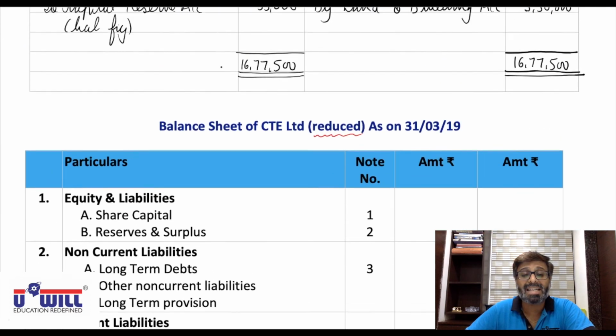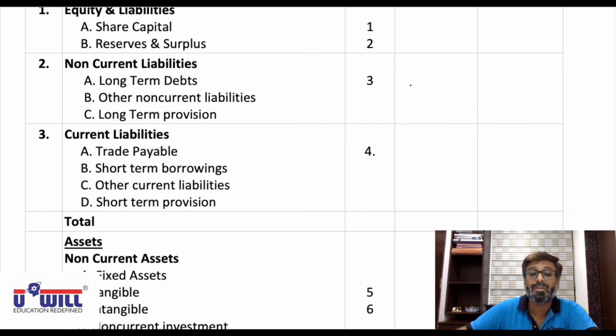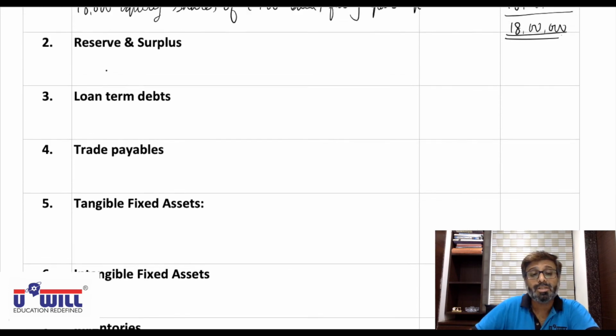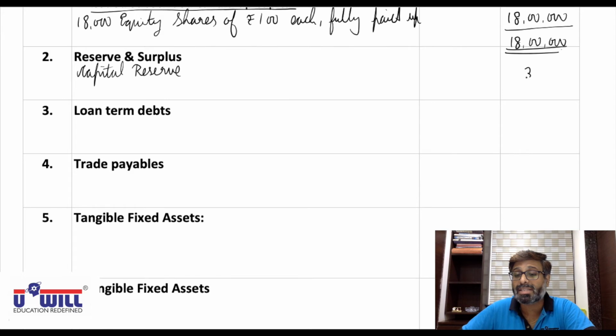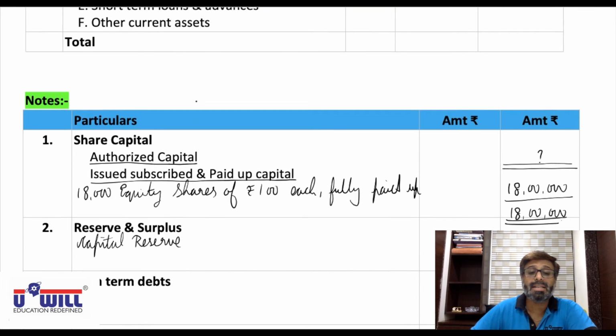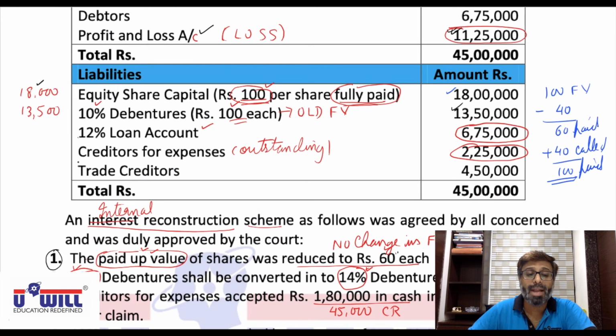But now as per the last entry, we have capital reserve of 35,000 that will come in reserves and surplus. So in reserves and surplus, write down capital reserve. Second note, reserves and surplus, capital reserve 35,000. Total also 35,000.